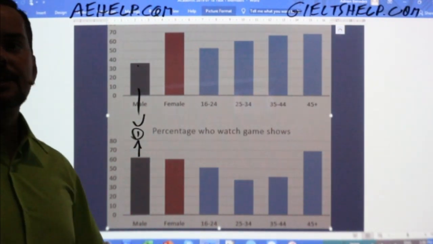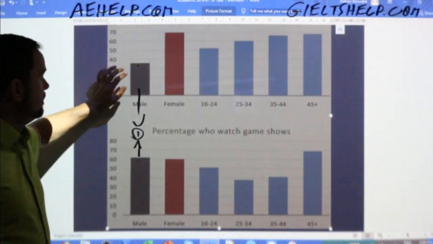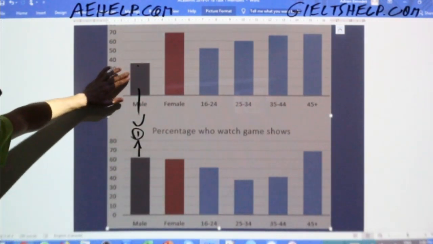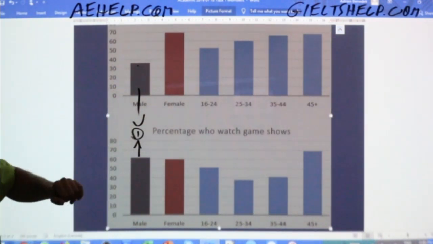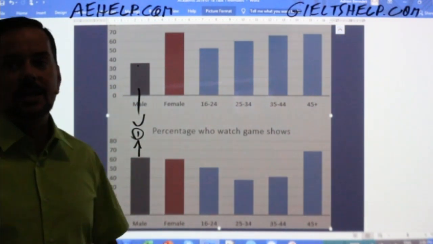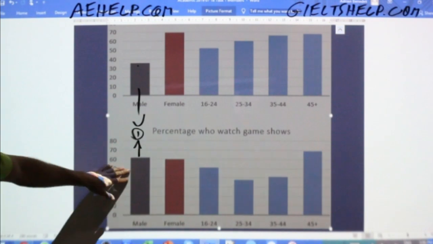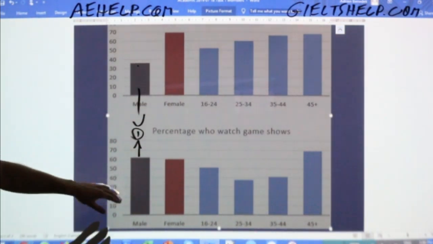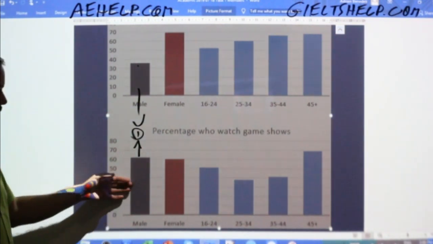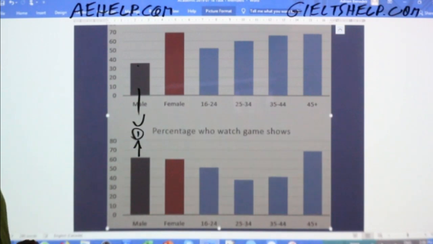Yeah, so Alvina says approximately half as many. So Alvina, you're approaching it from this one. You're saying approximately half as many men watch reality shows as game shows. And Rahul is approaching it from the opposite. Rahul's saying nearly twice as many. Double is okay. I would say twice. Nearly twice as many men watch game shows as reality shows.